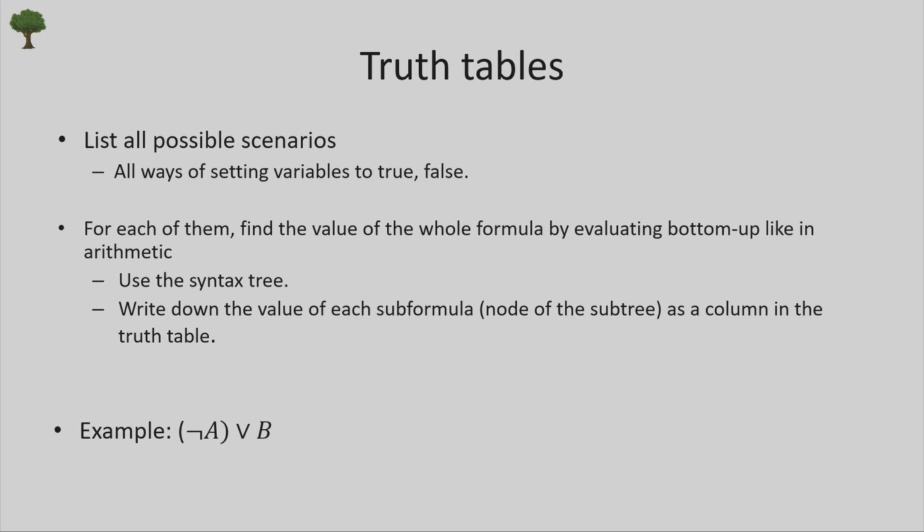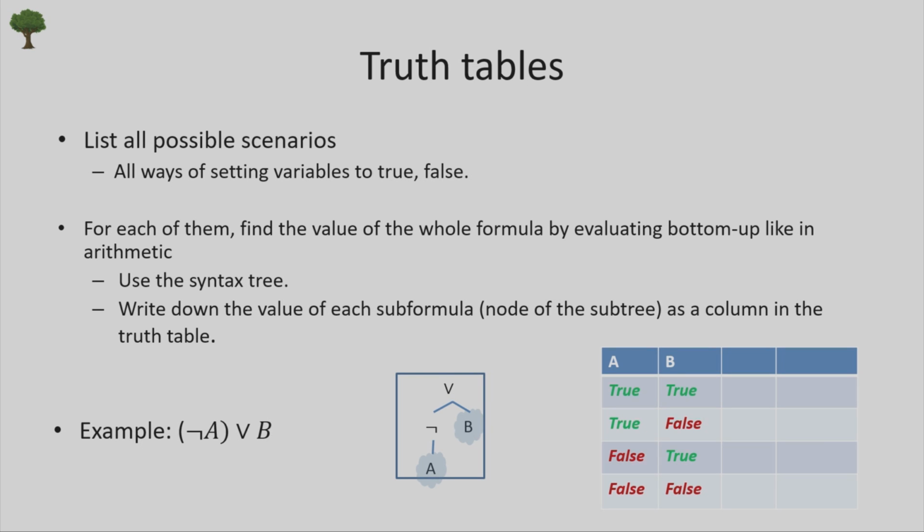So let's look at not A or B. So here is the syntax tree for it. And we start by saying we know in every scenario what A is and what B is. So it's just A and B, so there are 4 possible combinations. Generally, in truth tables, if you have an extra variable, it doubles the length of your truth table. So if you have 2 variables, you have 4 lines. If you have 3 variables, you have 8 lines. And generally, you will have 2 to the n lines for n variables.